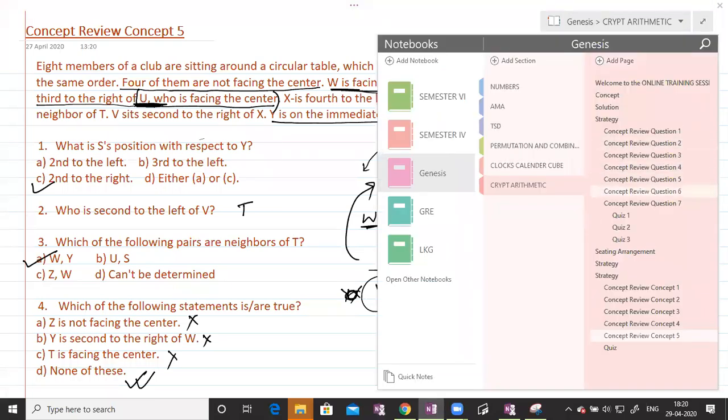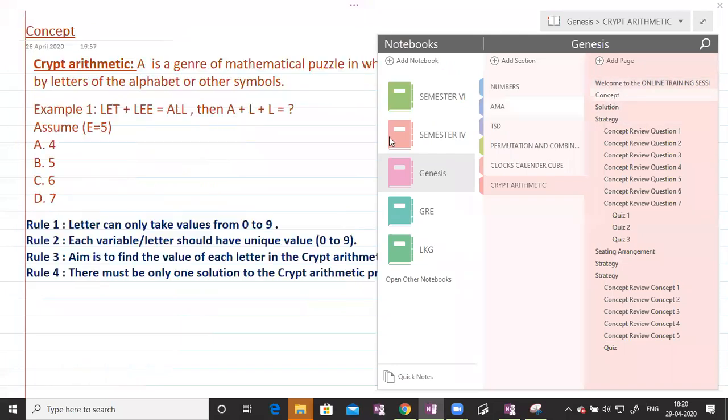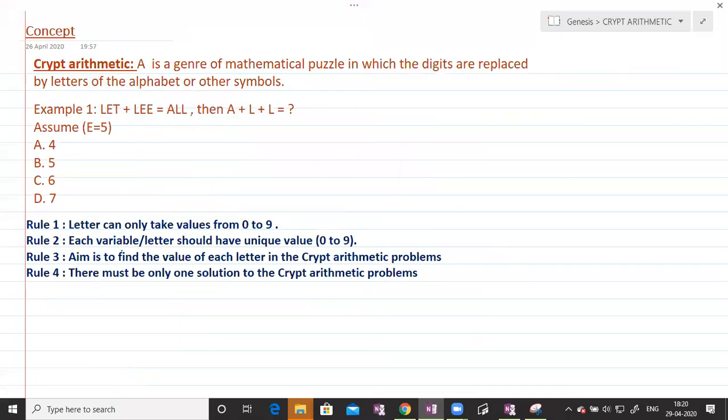Okay, we'll go for the next one. This is the next topic, called Crypt-arithmetic. There is one simple question given that I want you to solve. It is a genre of mathematical puzzle where the digits are replaced by letters of the alphabet or other symbols.